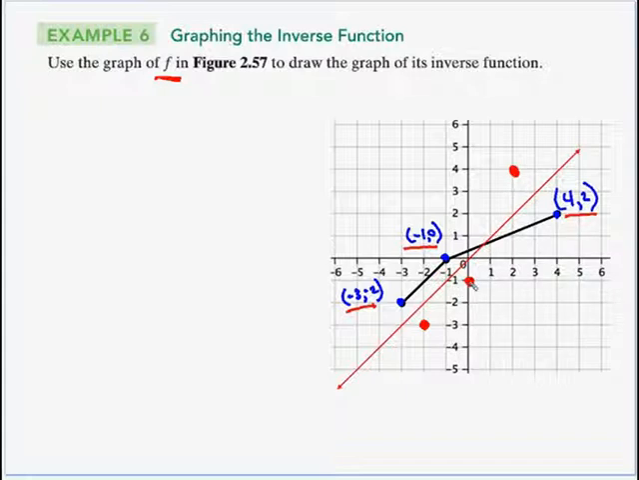If I connect those dots, I'll have the graph of my inverse function. And there we go. You can see they are reflections across this line y equals x. We have those two points lining up, two more here, and finally these two.